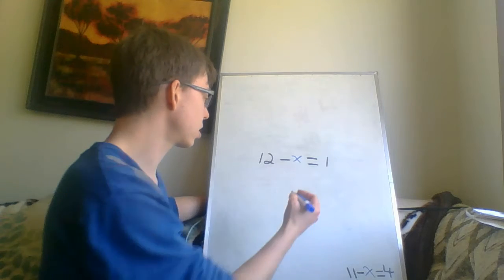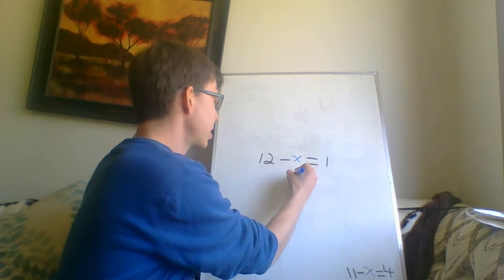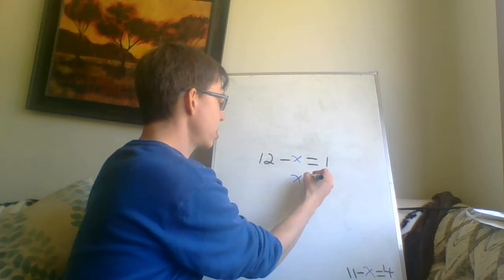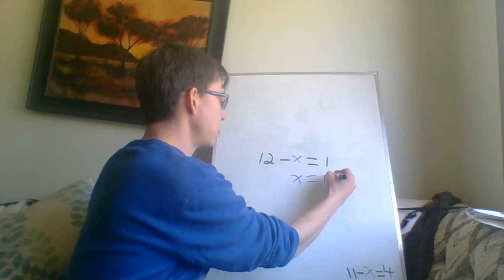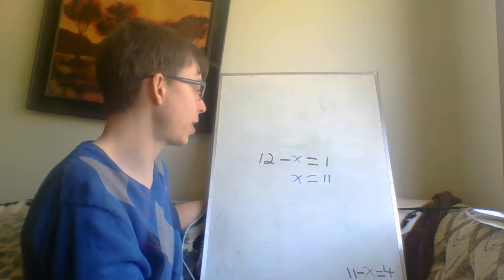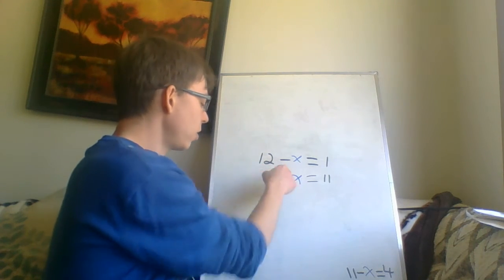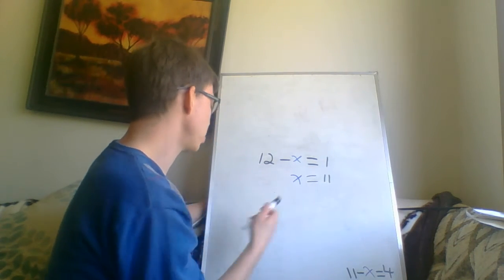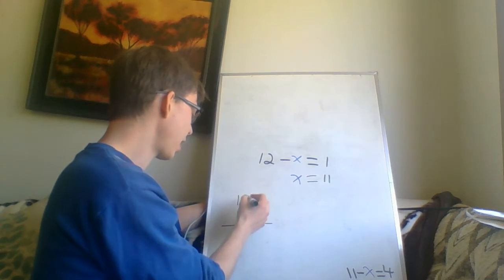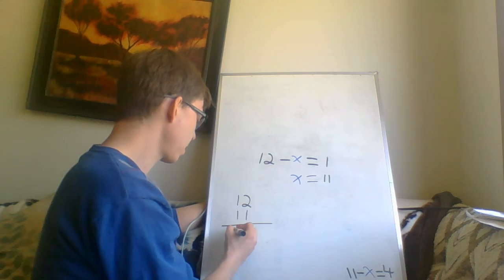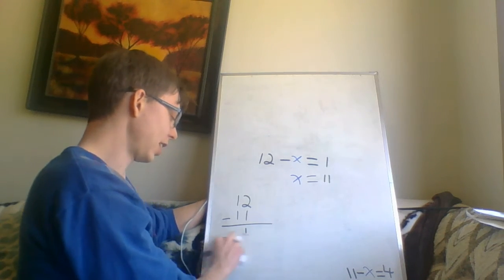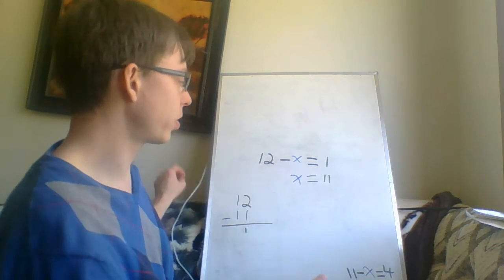Now, that is the first way we can do it, and then I'll show you how to write it once we've solved for x. Once we know what x is, we write x in the same column, and then we write what it equals. X equals 11. We can double check this by plugging it into the equation and doing the math. 12 take away 11 equals 1. Perfect. So I know that the math checks out.